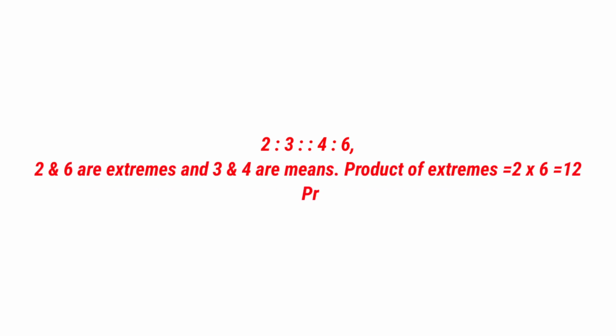2:3 as 4:6, and 2 and 6 are extremes and 3 and 4 are means. Product of extremes is equal to 2 into 6, 12. Product of means is equal to 3 into 4 is equal to 12. That means in proportion, product of extremes is equal to product of means always. Don't forget that point.